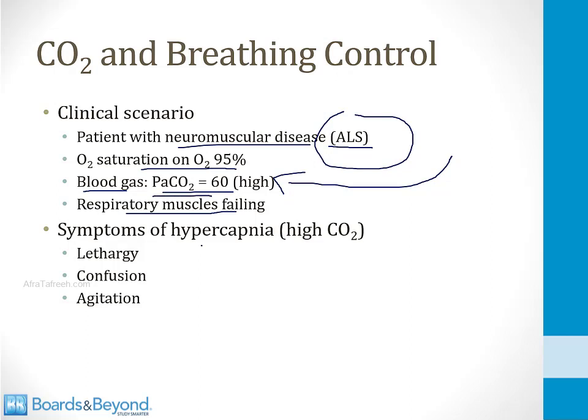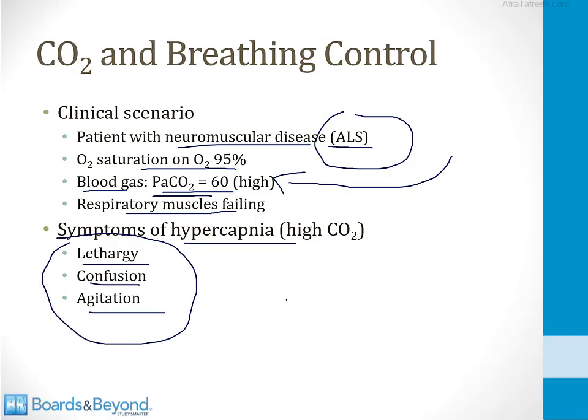And sometimes these patients begin to show symptoms of hypercapnia. These can include things like lethargy, confusion, or agitation. If you see anything like this in a patient with muscular disease, you have to wonder if their CO2 level is high. By the same token, if you see something like this in a patient with pneumonia or lung disease, you have to also wonder if their CO2 level is beginning to get high. And that concludes our video on carbon dioxide.